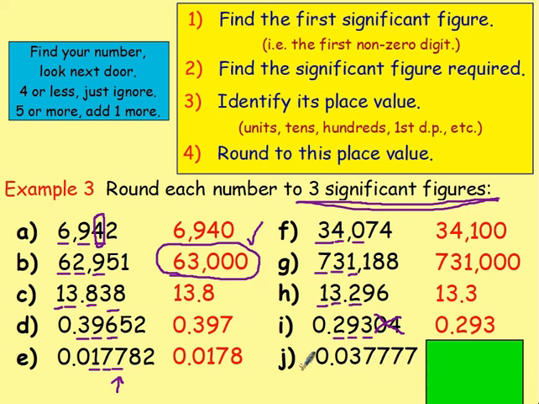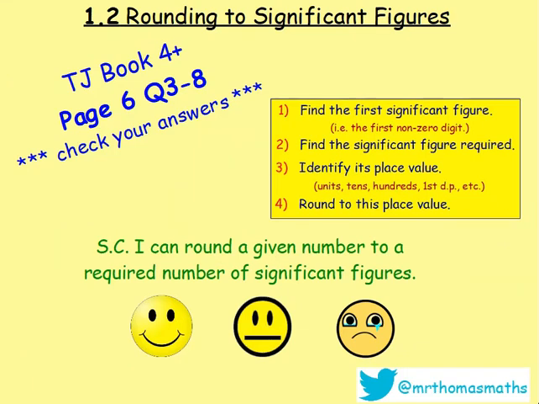And the last one, for J, 0.037777. First significant figure is the 3 because it's the first digit that is not a 0. Beside it's the second, beside that is the third. That 7 here that we're looking at is in the 4th decimal place, so we want to round this number to 4 decimal places. So find your number, look next door, it's 5 or more, so you add one more onto this number. So the 7 will go up to an 8, leaving us with 0.0378.